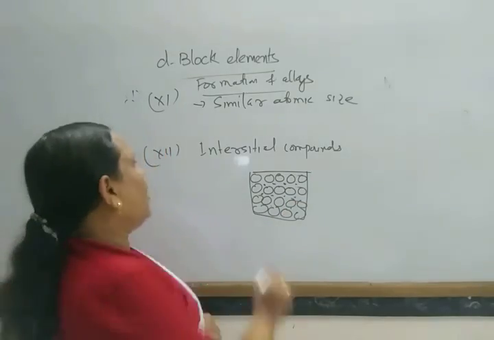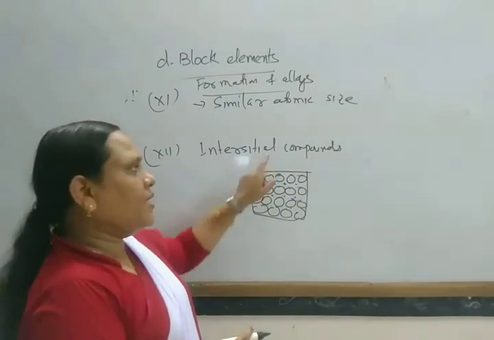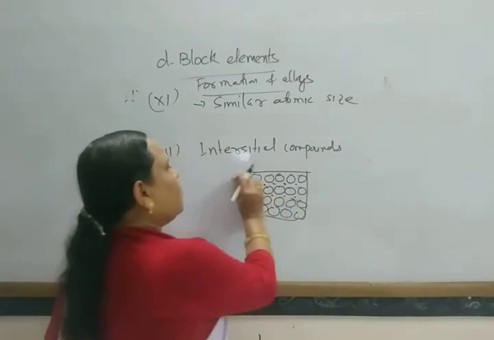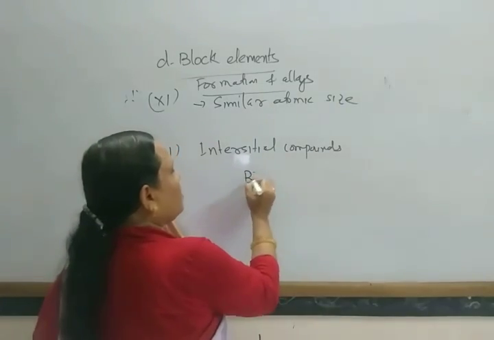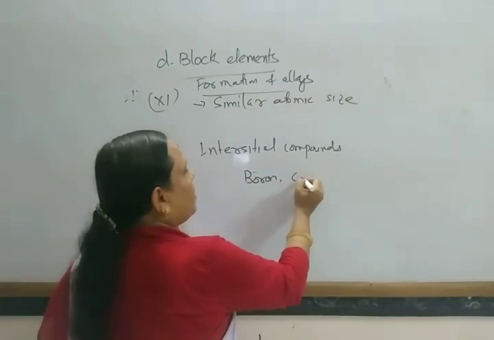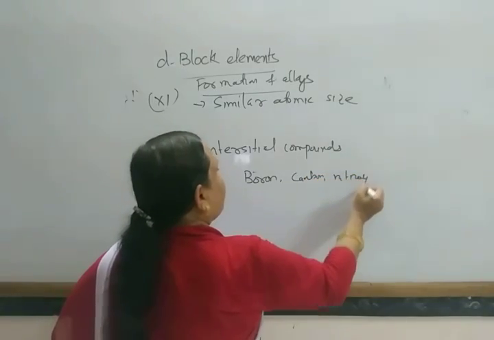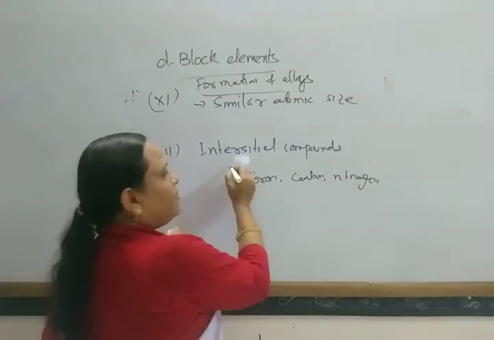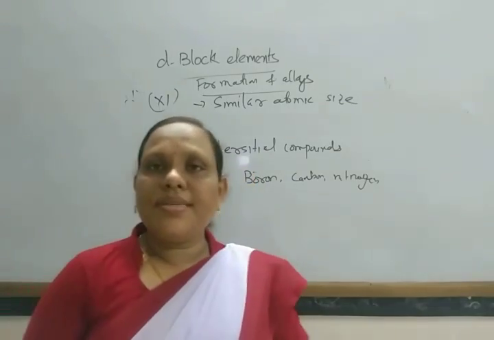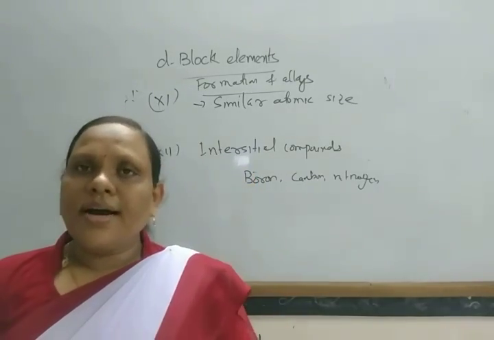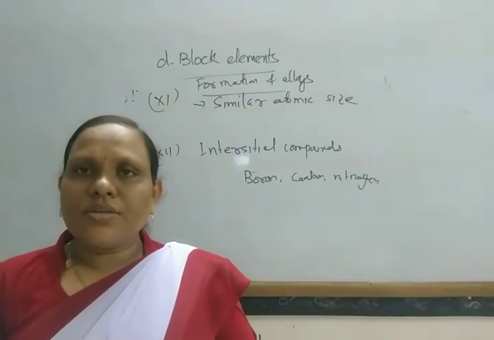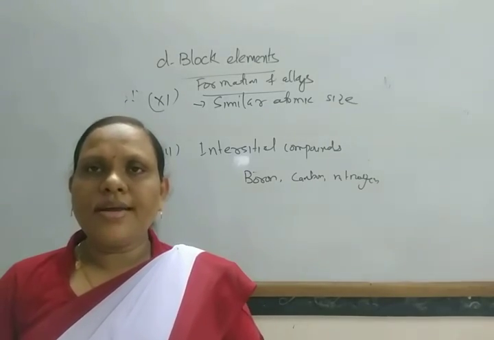And generally, transition elements form interstitial compounds with boron, carbon, and nitrogen. Okay, generally they form interstitial compounds with these elements. So these are some special characteristics of transition elements.